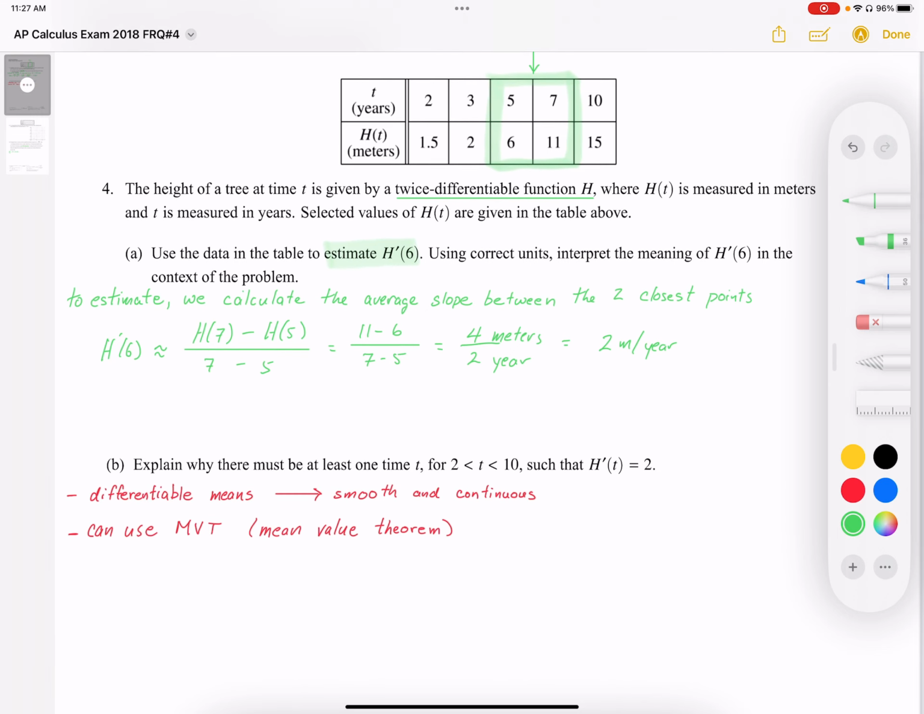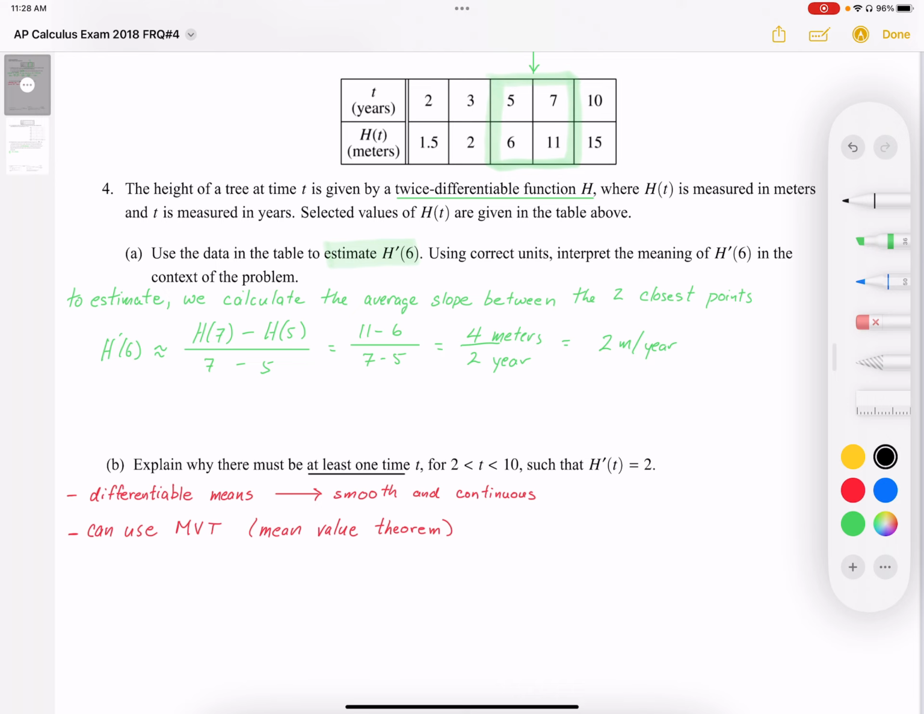For B, it says explain why there must be at least one time t between t equals 2 and t equals 10 where h prime is equal to 2. Okay, so some of the wording here is very useful because it says at least one time. That's kind of indicating that we're probably going to need the mean value theorem. So we want to make sure that we have the conditions for mean value theorem. So we need to have a function h that is smooth and continuous.